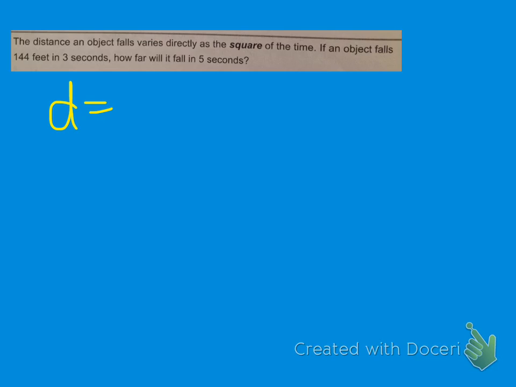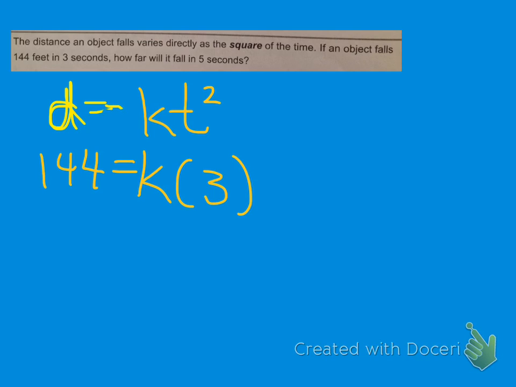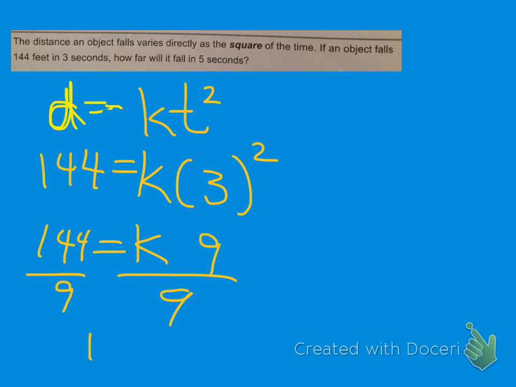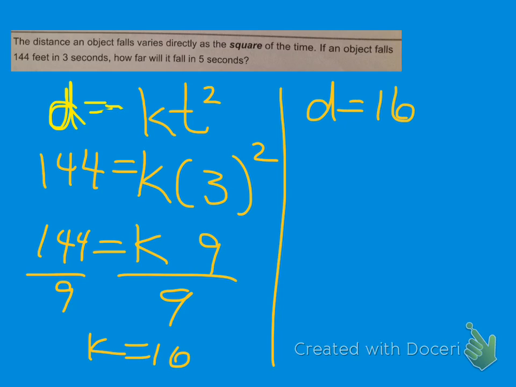So we're going to have d equals, then we have to have our k, but our time will be a time squared. In the place of the d, we're going to put our 144. In the place of the time, we're going to put a 3, but the 3 is going to be squared. And 3 squared is 9. We'll bring down our k and our 144. We're going to divide both sides by 9. 144 divided by 9 is equal to 16. So now our job is to place the 16 in the place of the k that is right here.